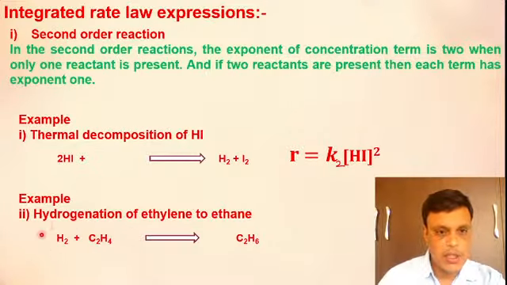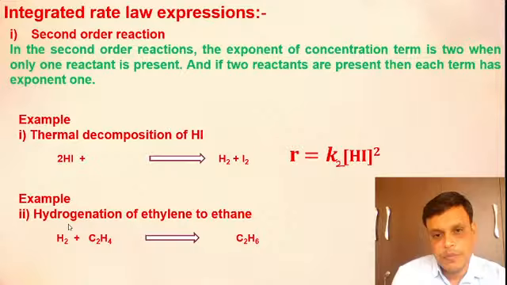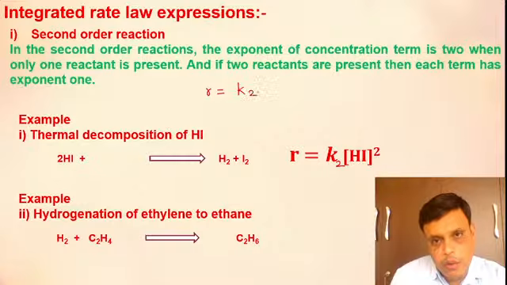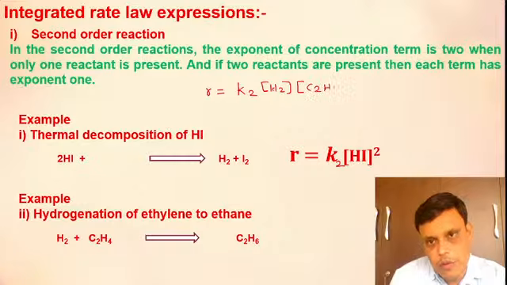H2 plus C2H4 will give C2H6. So again here two reactants are there, and if you want to write the rate equation for example number 2, it will be r equal to k2 times the concentration of H2 into the concentration of C2H4.